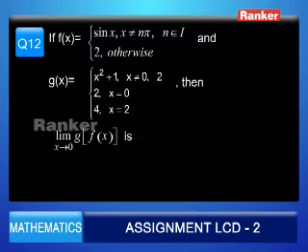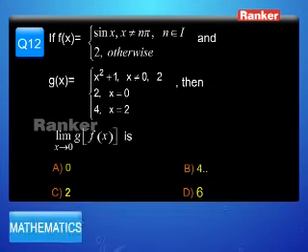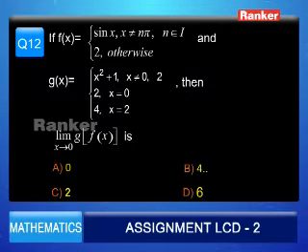If f of x is equal to sin x whenever x is not equal to n pi and 2 otherwise, and g of x is given as x square plus 1 when x is not equal to 0 or 2, 2 when x is equal to 0, 4 when x is equal to 2, then we have to evaluate limit x extending to 0 of g of f of x.